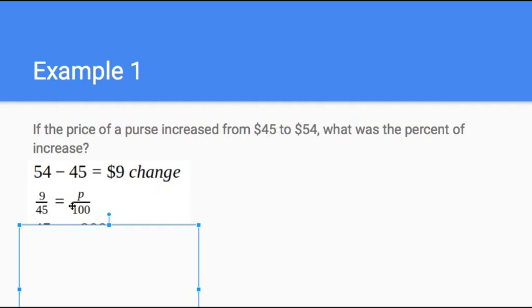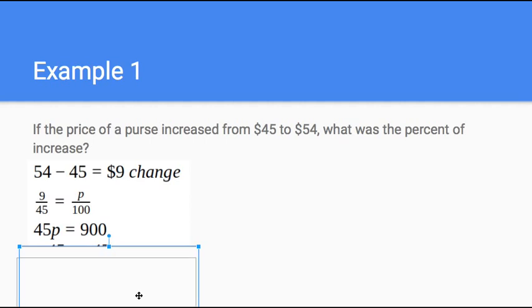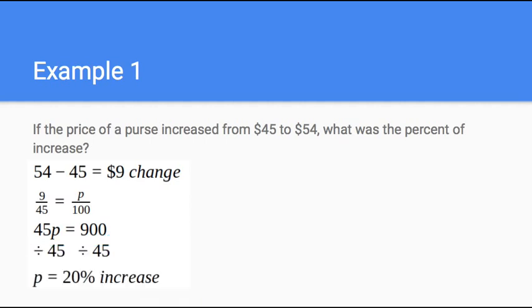So 9 over 45 is equal to P, the percent, over 100. Cross multiply, so I get 45P is equal to 900. Divide both sides by 45. My P percent is 20%, and because I'm told here it's increased, it's a 20% increase.